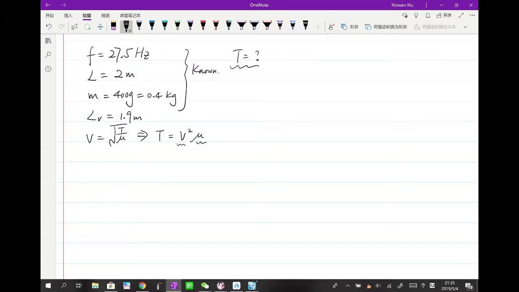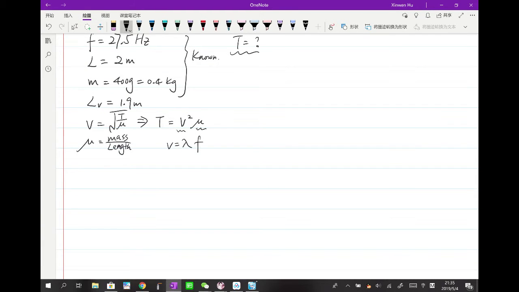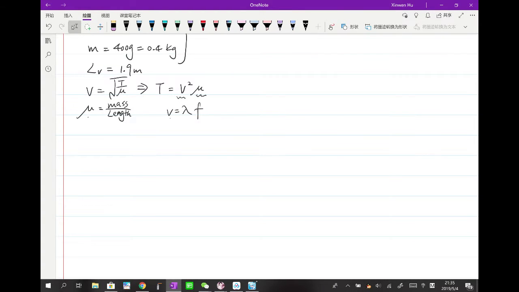So for mu, the equation is mass over length. And the equation for velocity is v equal lambda, which is wavelength, times frequency. Okay, I will solve mu first, then I will solve the velocity later.